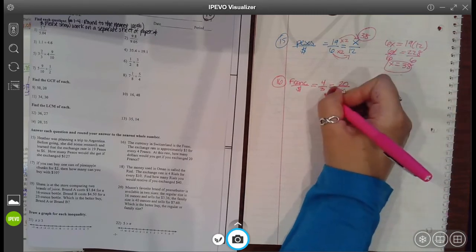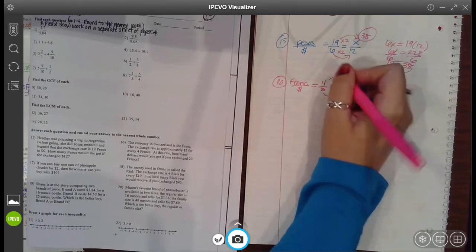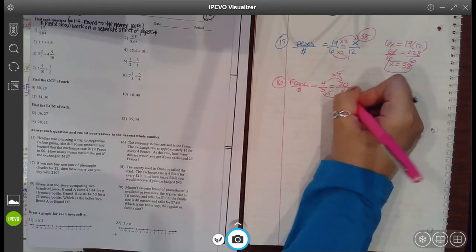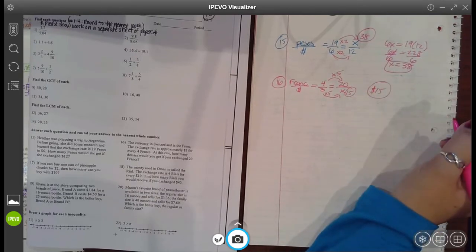Okay. This is the direction towards where my x is. Can you go from 4 to 20? Yes, you can, if you just multiply by 5. So do 3 times 5 and you get 15. So 20 francs is equal to 15 bucks.